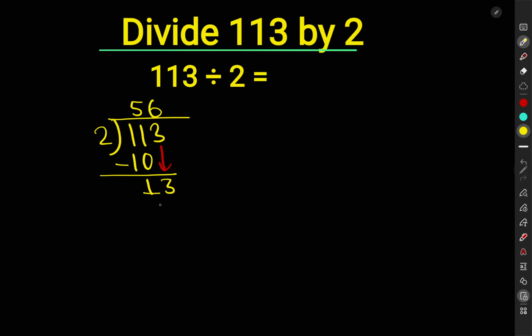So 2 times 6 means 12. On subtracting we get 1. So again this 1 is less than 2 and there is no other number beside. So we put a decimal so that we can take here 0. So 2 times 5 means 10. On subtracting we get 0.